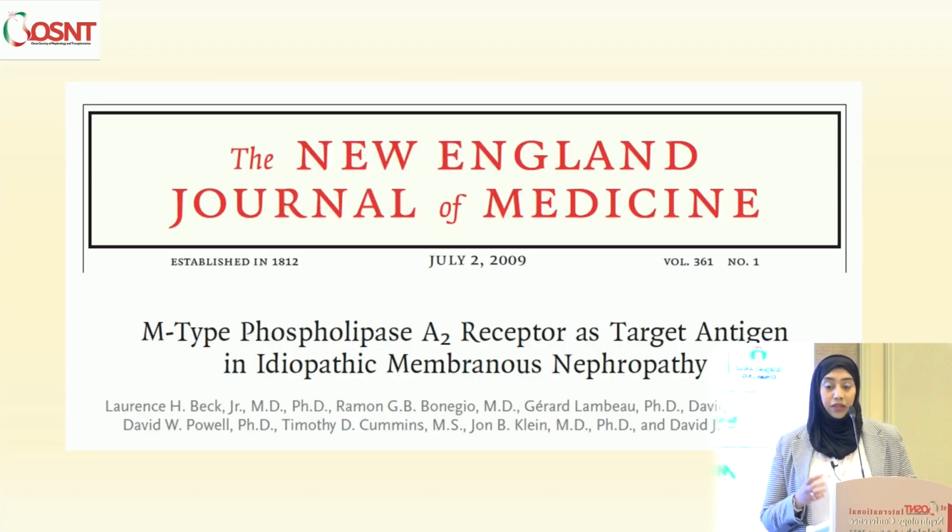And this started with the turning point in 2009, with the discovery of M-type phospholipase A2 receptor as a target antigen in idiopathic membranous nephropathy. In this study, they took the sera of patients with membranous nephropathy and mixed it with the glomerular extract of normal glomeruli, and they did Western blot, and they could identify the antibody as well as the target antigen.